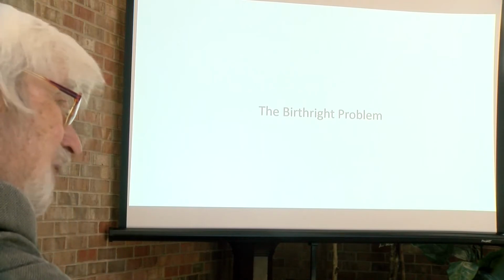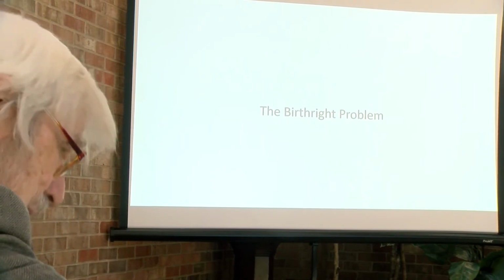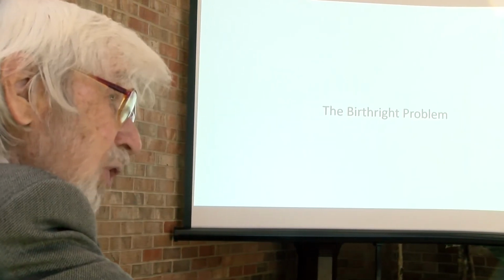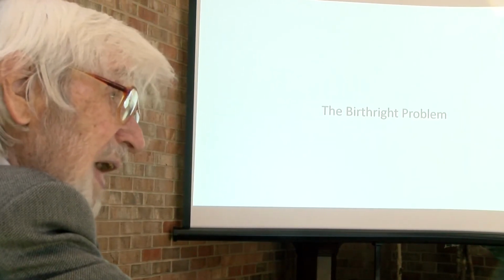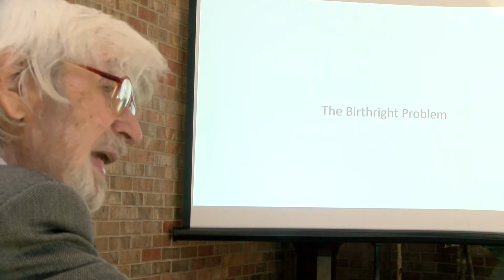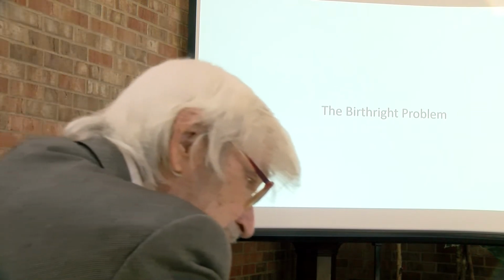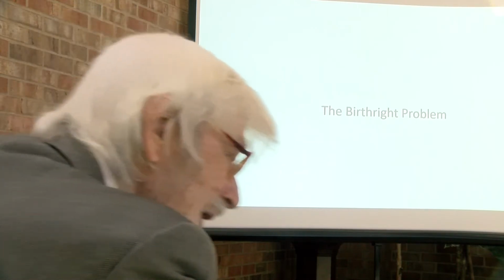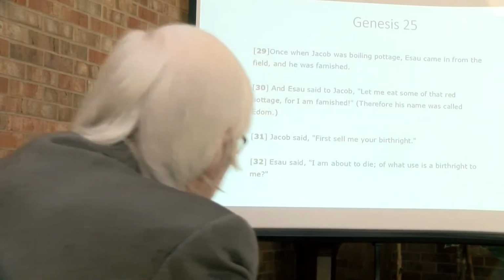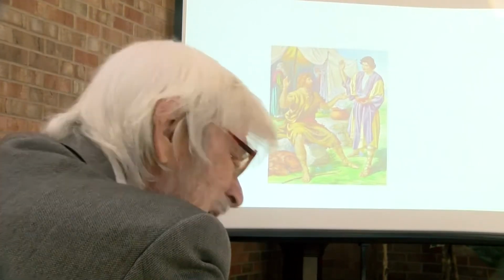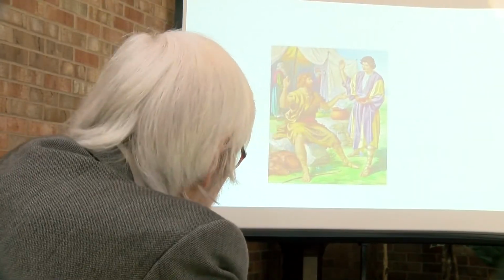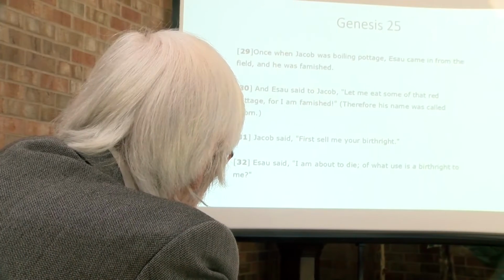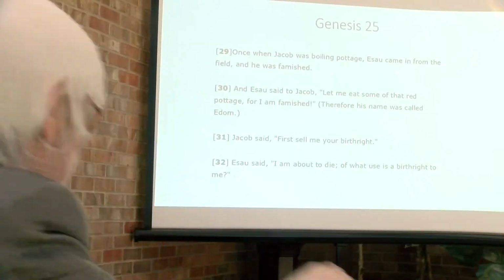There was a problem that existed, however, between these two, and that is the problem of the birthright. Esau was born earlier than Jacob, which meant that he had the birthright. Now, just what does that birthright really mean? I have a slide here. Well, I'll tell you what the birthright means.